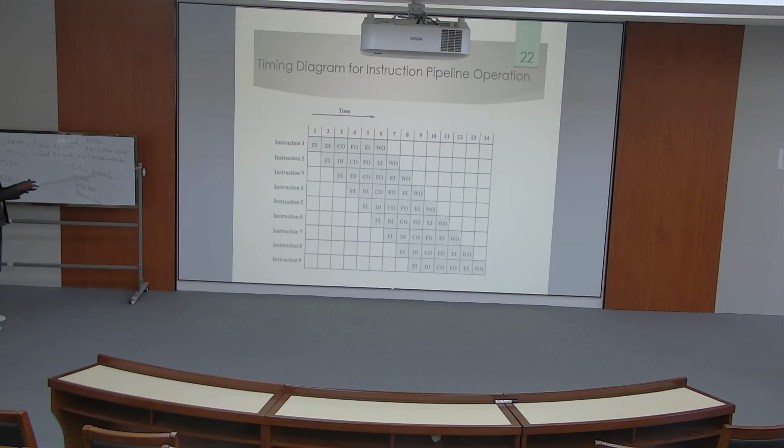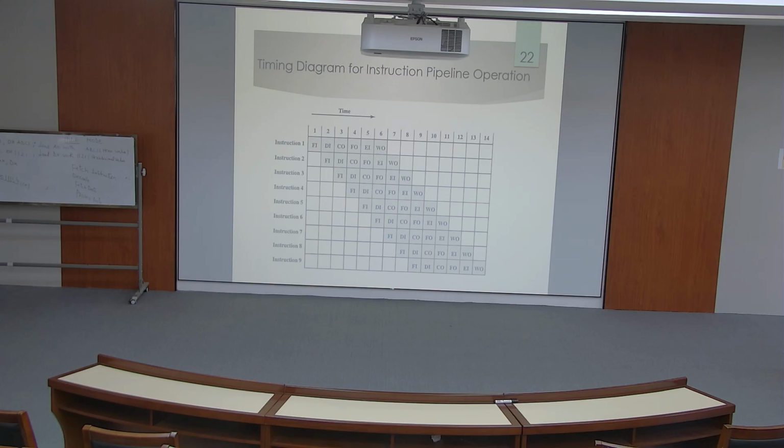Now, during time number 5, we have EI, execution of the instruction for our instruction number 1. Then instruction number 2 moves to the next stage, which is fetch operand. Our instruction number 3 will be in calculate operand. And our instruction number 4 will be in decoding instruction. Then we start instruction number 5, instruction fetch.